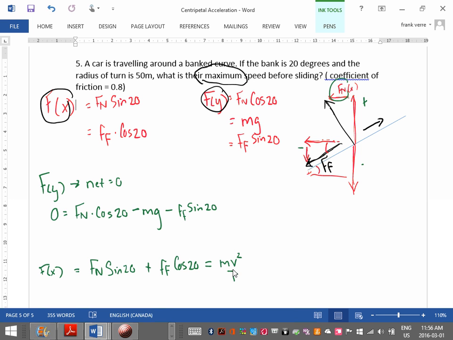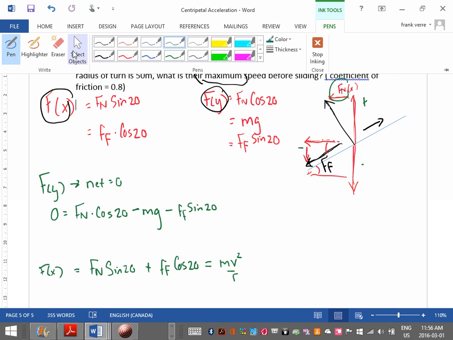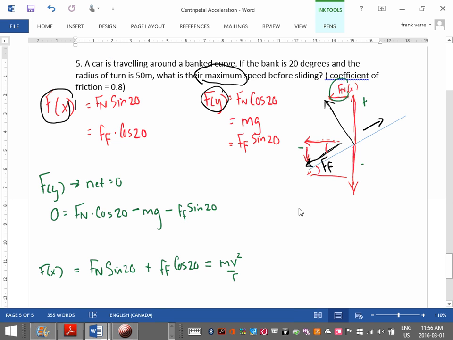Okay. We're almost ready to do a substitution. Not quite. Almost. All right? Almost. We can do one more thing. Because you learned in grade 11 that Ff is equal to mu Fn. Right? You learned that way back in grade 11, which was last year. So we know that the force of friction has to equal the mu, which is 0.8, times Fn.